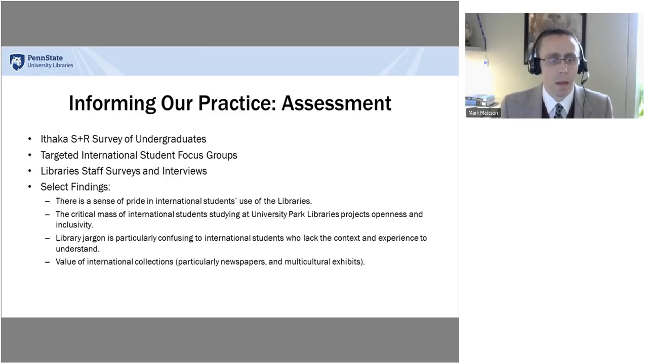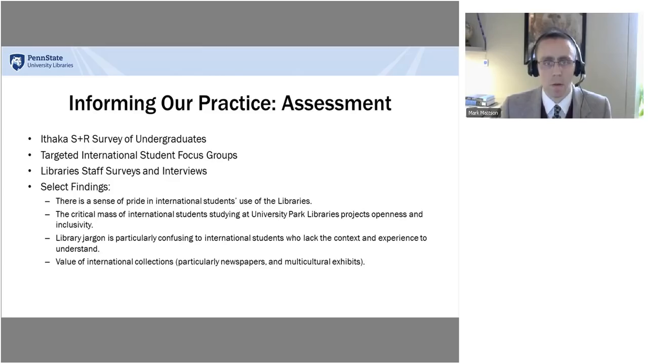It allows us the opportunity to measure ideas that we might have for programming against data to make that programming more effective, and it also assures that we confirm that what we're doing is on the right path to achieve our objectives in relation to international students.